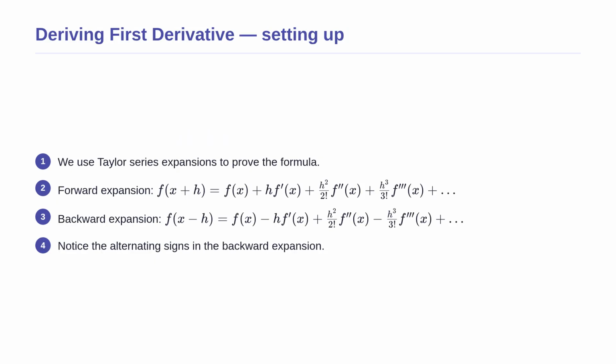Now that we have successfully used the formula, let us understand exactly where it comes from conceptually. To prove this, we use Taylor series expansions, which are mathematical tools that let us express a function's value at a nearby point by using its derivatives at the current point. We write out the infinite Taylor series for one full step forward and one full step backward. Notice carefully what happens in the backward expansion. Because we replace every h with negative h, all the terms with odd powers of h become negative, while the even powers remain positive. This alternating sign pattern is the crucial key to isolating our first derivative in the next step.